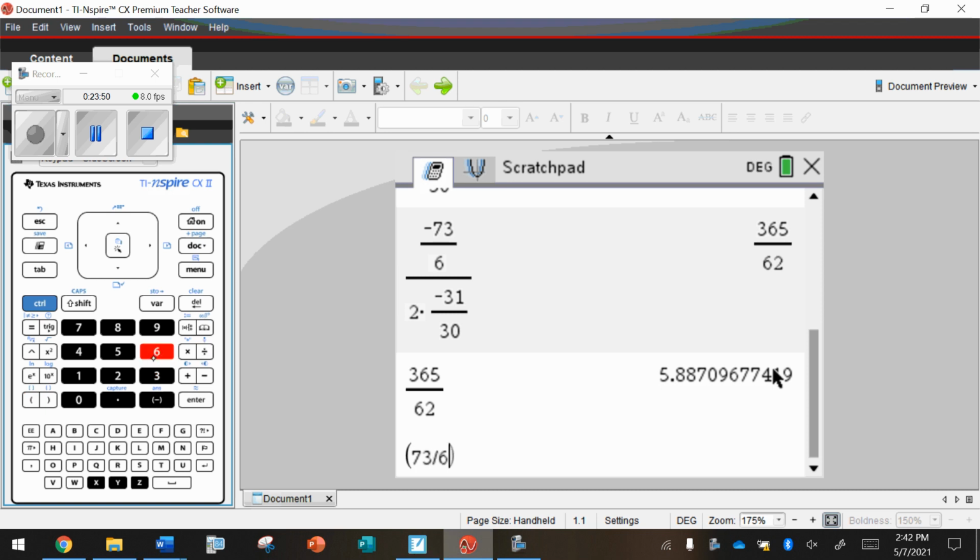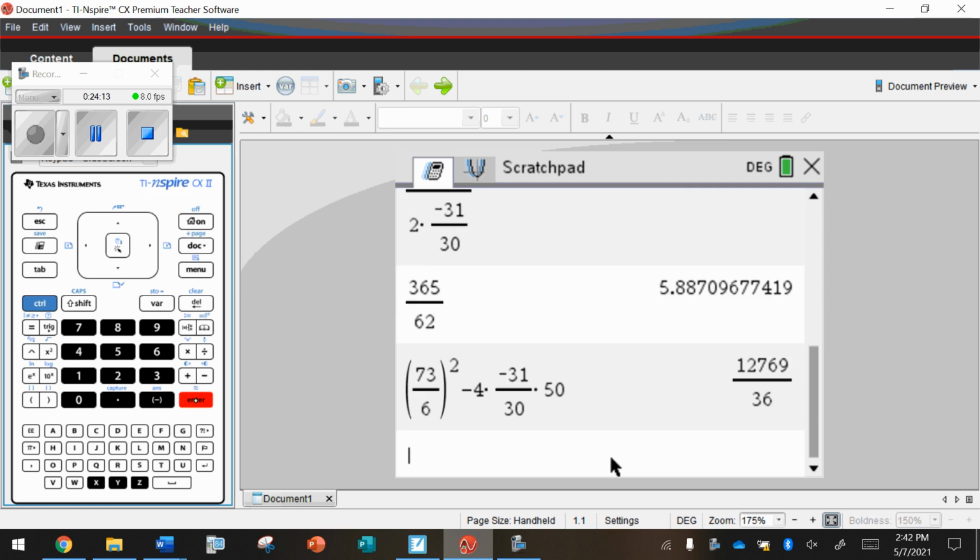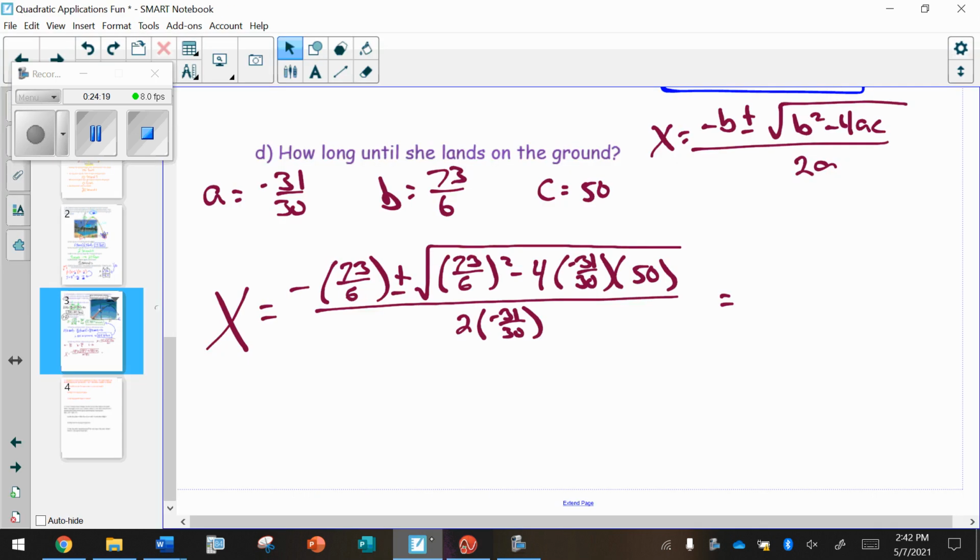Okay, so if I do this correctly, I'm not putting the square root in here. 73 divided by 6 squared minus 4 times the a value of negative 31 divided by 30 times the c value of 50. That is the calculation that is underneath the square root symbol on our paper. And I get that fraction. So that's the part that goes underneath the square root symbol.